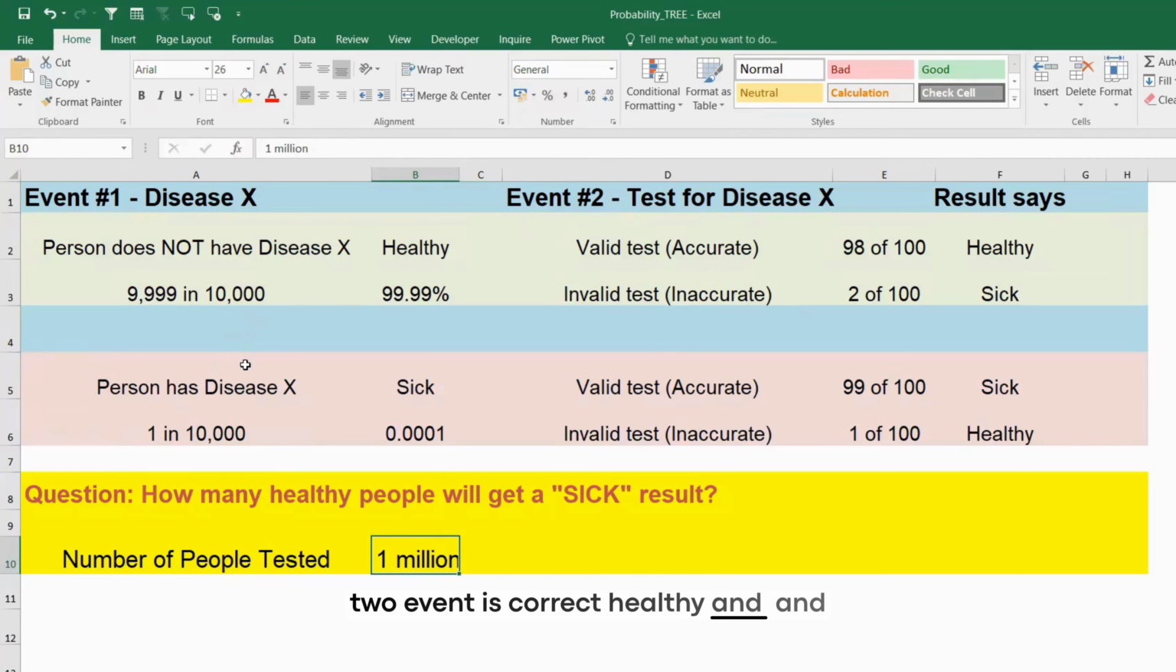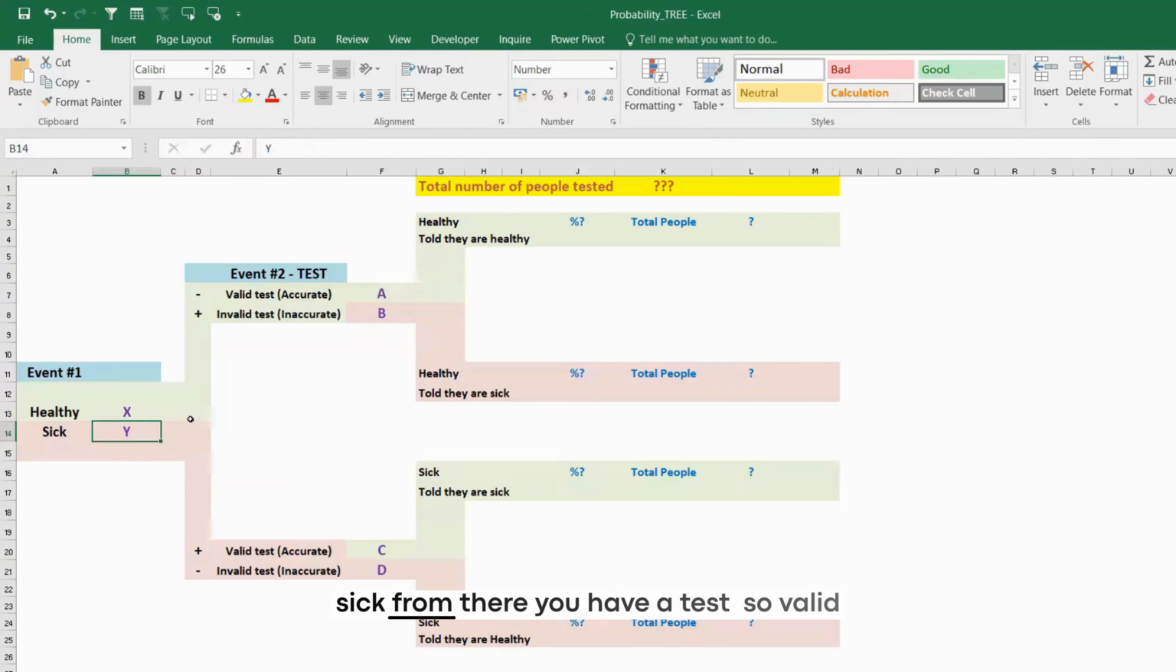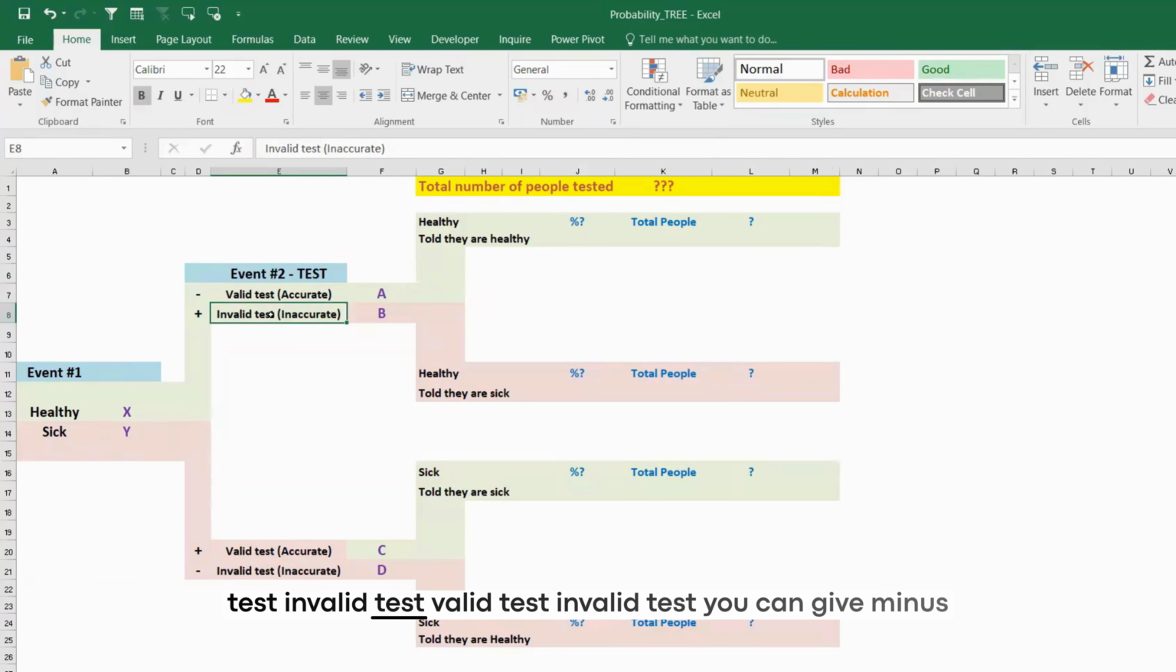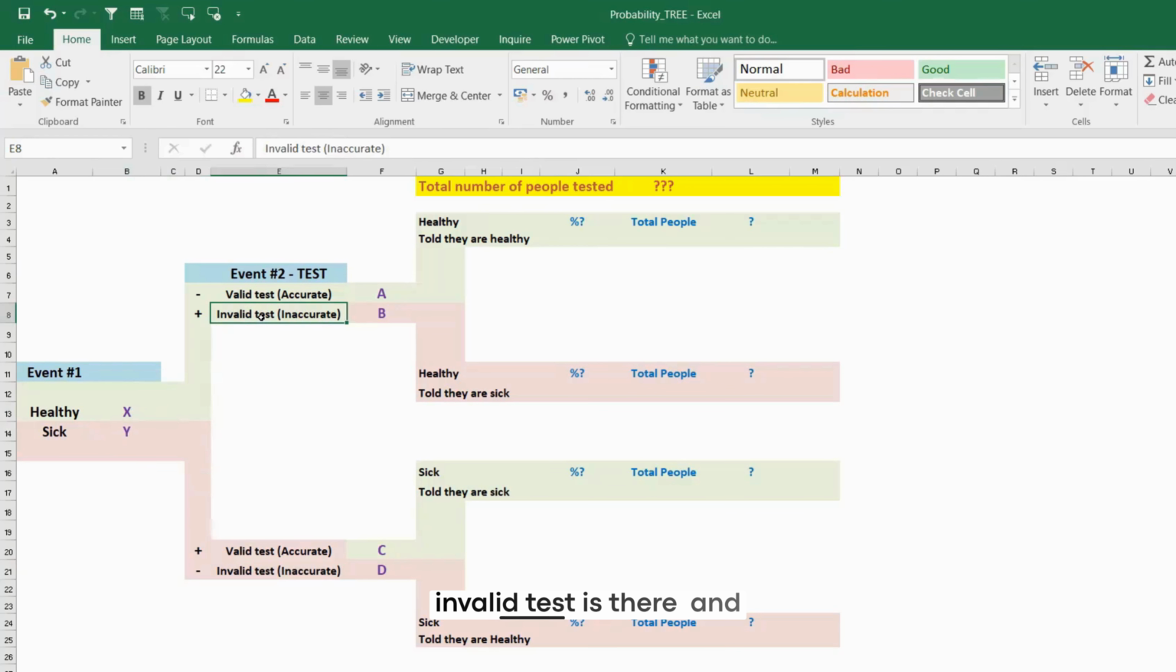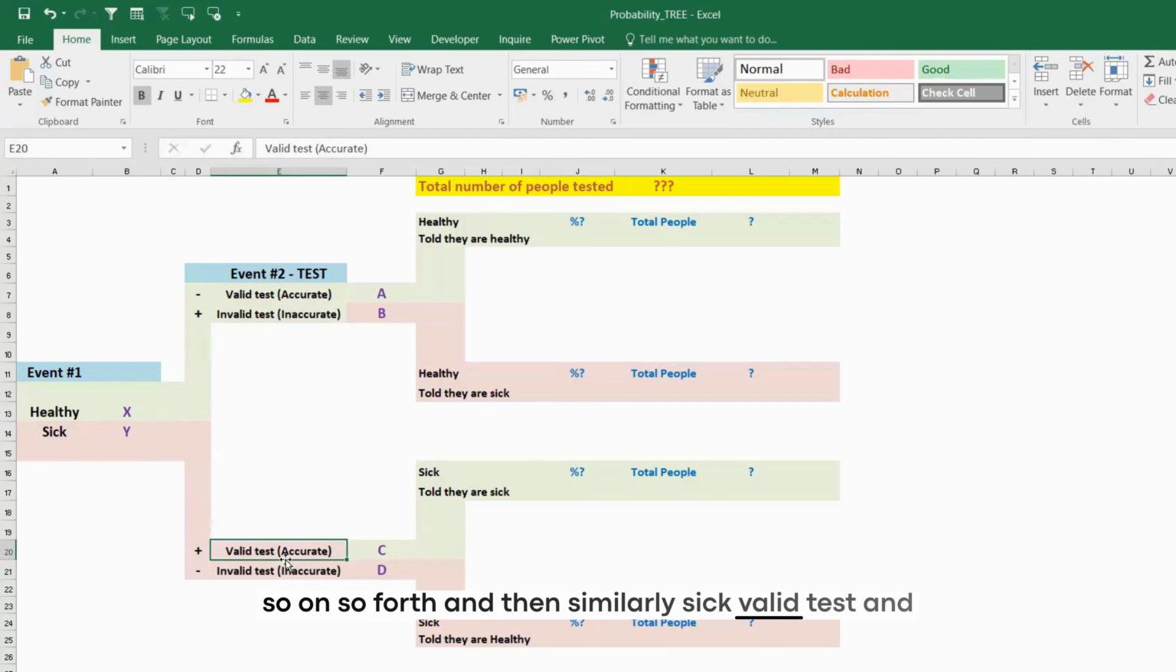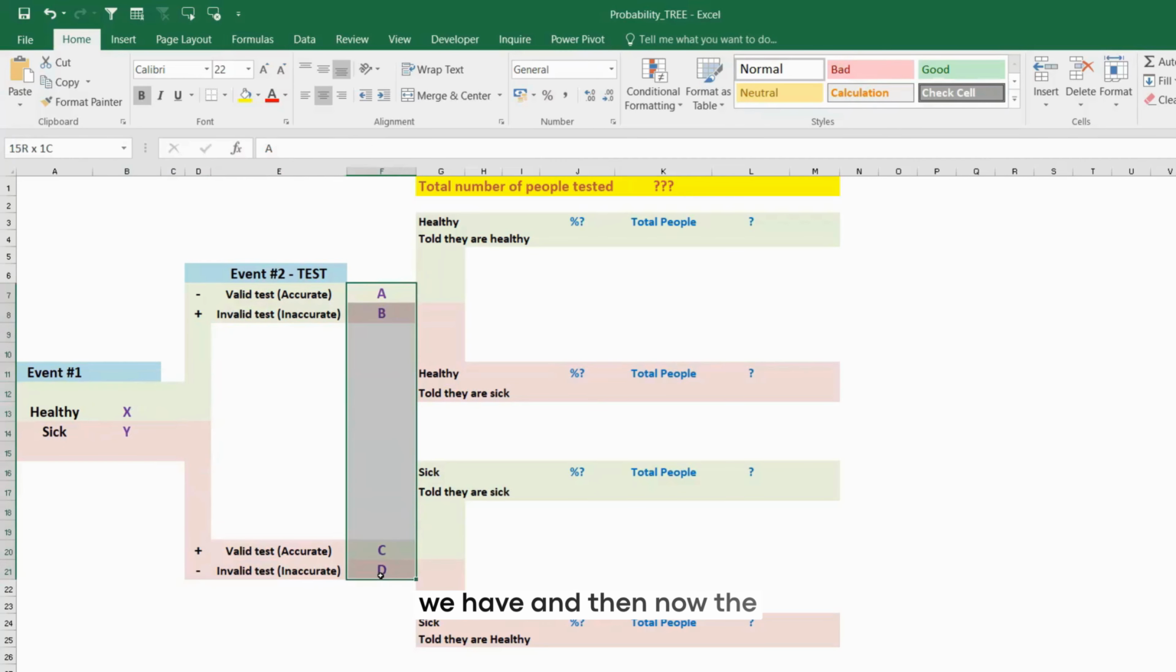Healthy and sick. From there, you have a test, right? So valid test, invalid test, valid test, invalid test. You can give minus, plus, plus, minus, and so on. Test is valid and the person is healthy, it's good. And there is a scenario that healthy but invalid test is there. And so on and so forth. And then similarly, sick, valid test, and sick, invalid test. So we can call it A, B, C, D. That means four scenarios you have.